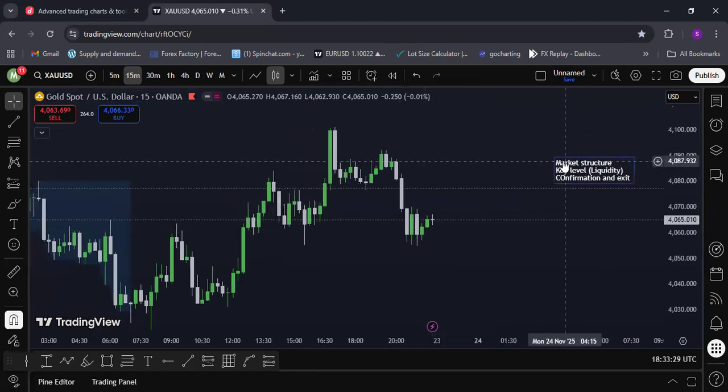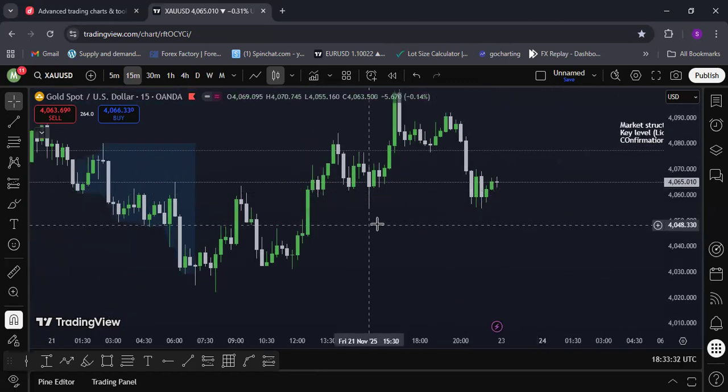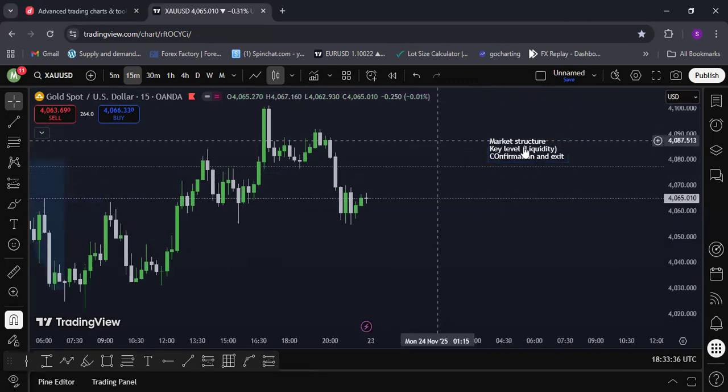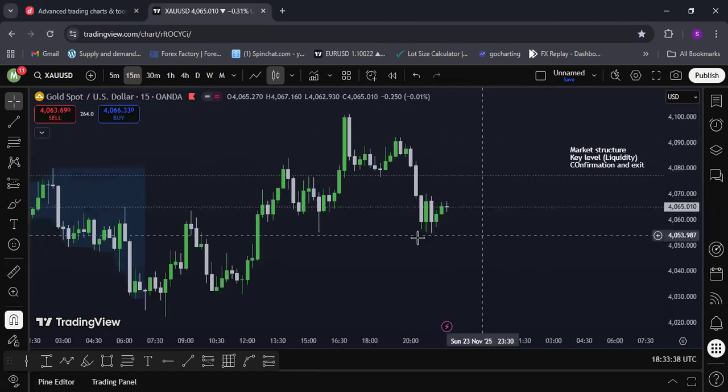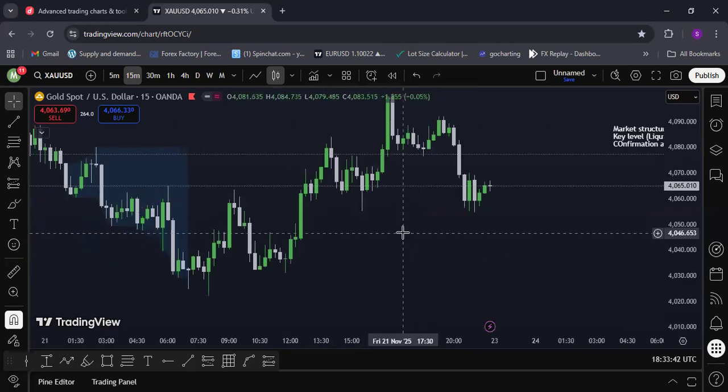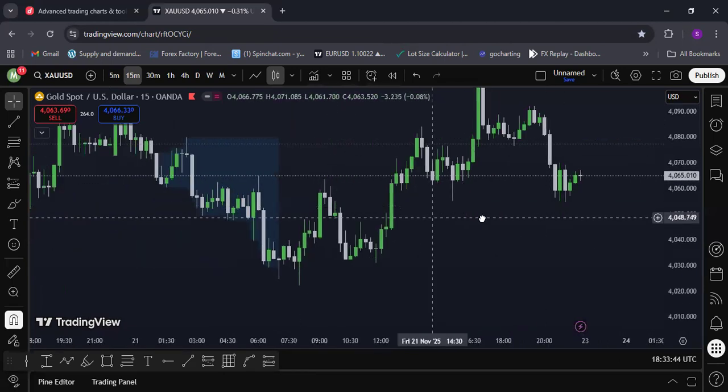So let's talk about market structure first. Now, I think I talked a little bit about it in the previous video. So today we're just going to apply it on the chart, how I would have marked my structures, and then how I would have come up with my key levels and all of that.